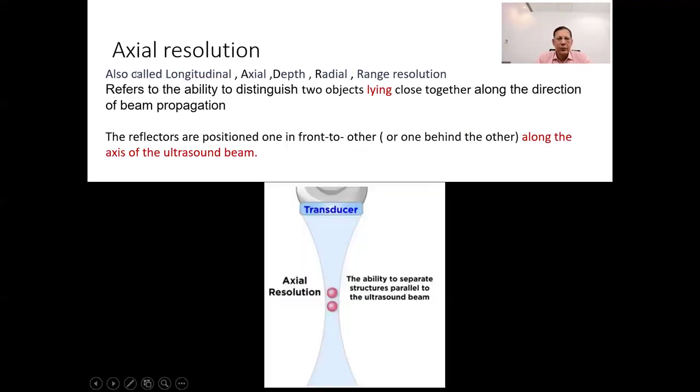Axial resolution refers to the ability of an ultrasound system to distinguish or differentiate between two objects that are close together along the path of the ultrasound beam's propagation. These objects lie one behind the other, or along the main axis of the sound beam. Axial resolution is critical for producing clear and accurate images of the structures being examined.